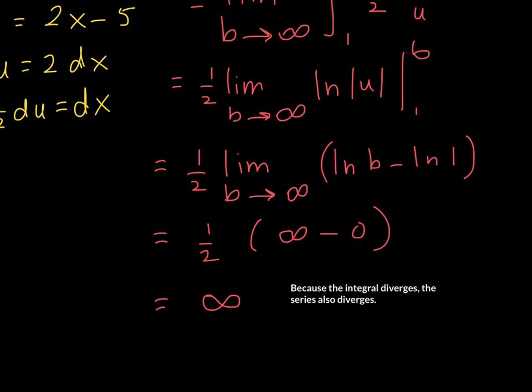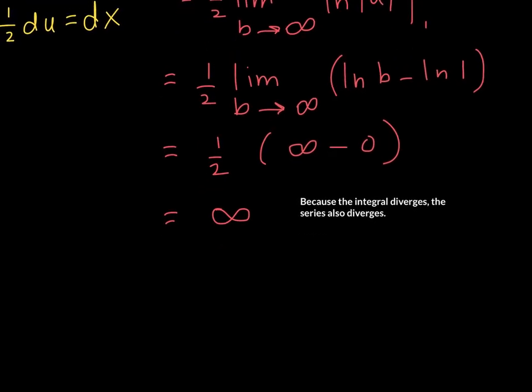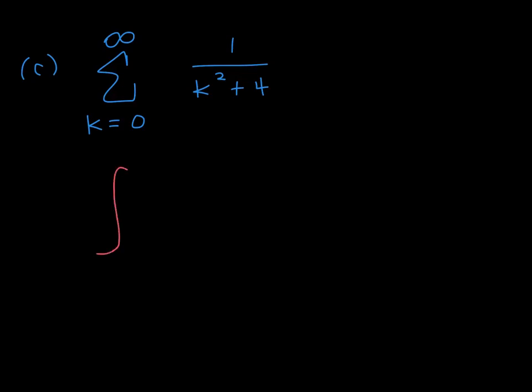Cool. I'm glad you are tracking with me. I have one last example for you, at least one like this. So we have the series of 1 over k squared plus 4. I like this example. As k goes from 0 to infinity. So let's consider the integral from 0 to infinity of 1 over x squared plus 4 dx.